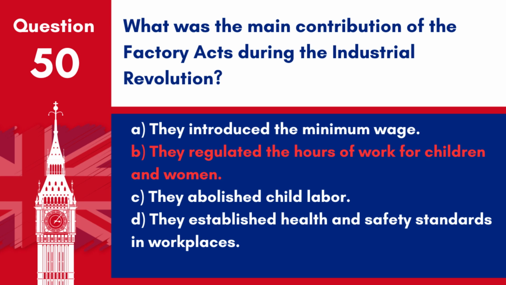Answer: B. They regulated the hours of work for children and women. The Factory Acts were a series of laws that aimed to improve conditions for workers, particularly children and women, by regulating their hours of work during the Industrial Revolution.